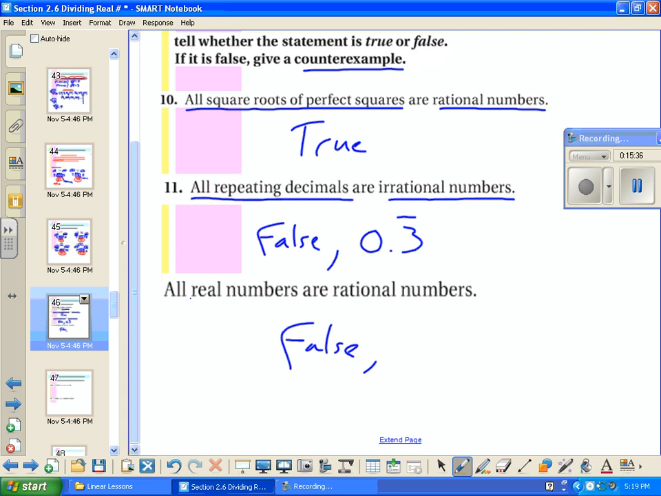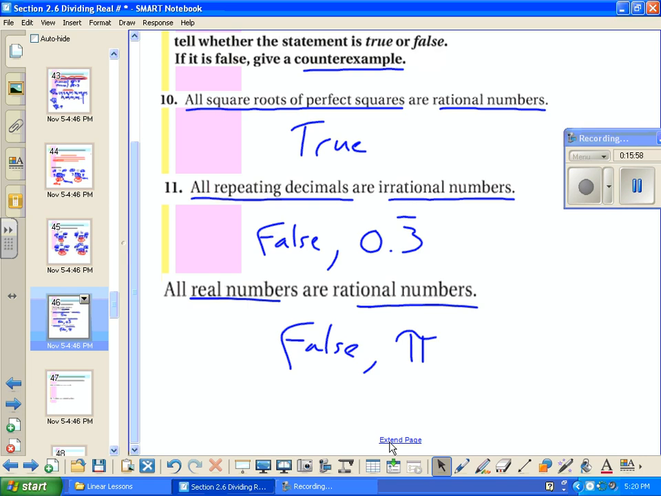And then give a counterexample. All real numbers are rational numbers. No, that's not true, because an irrational number is real, but it's not rational like this statement wants it to say. So I'd say that's false. Give it some kind of irrational number like pi. Pi is a real number. It's not rational.